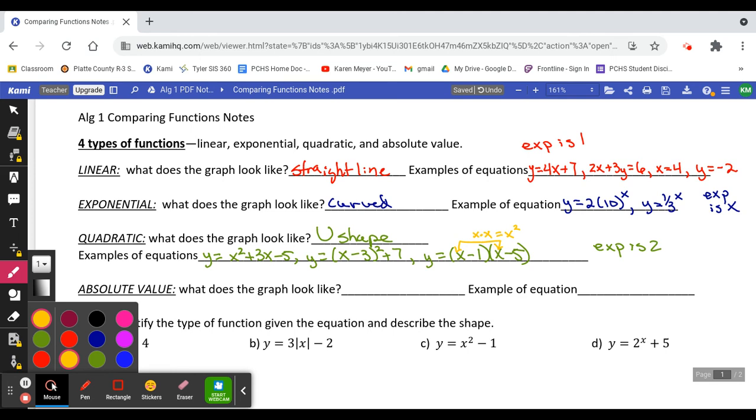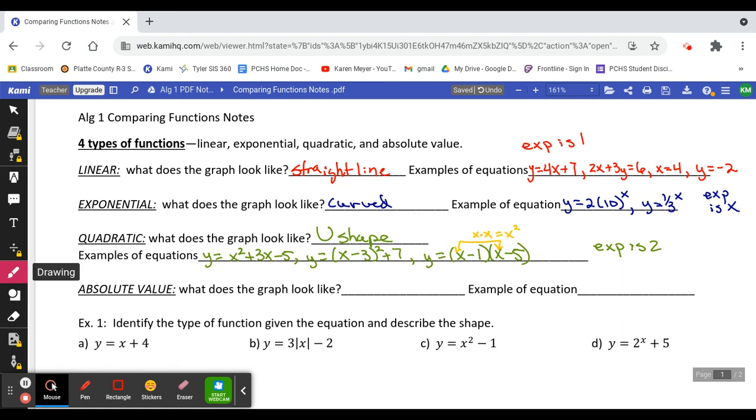The new one, absolute value. Well, absolute value will look like a V shape. And to be absolute value, the equation has to have the absolute value bars in it. So here's my bar, and then x minus 3. Here's my bar for absolute value, plus 7.